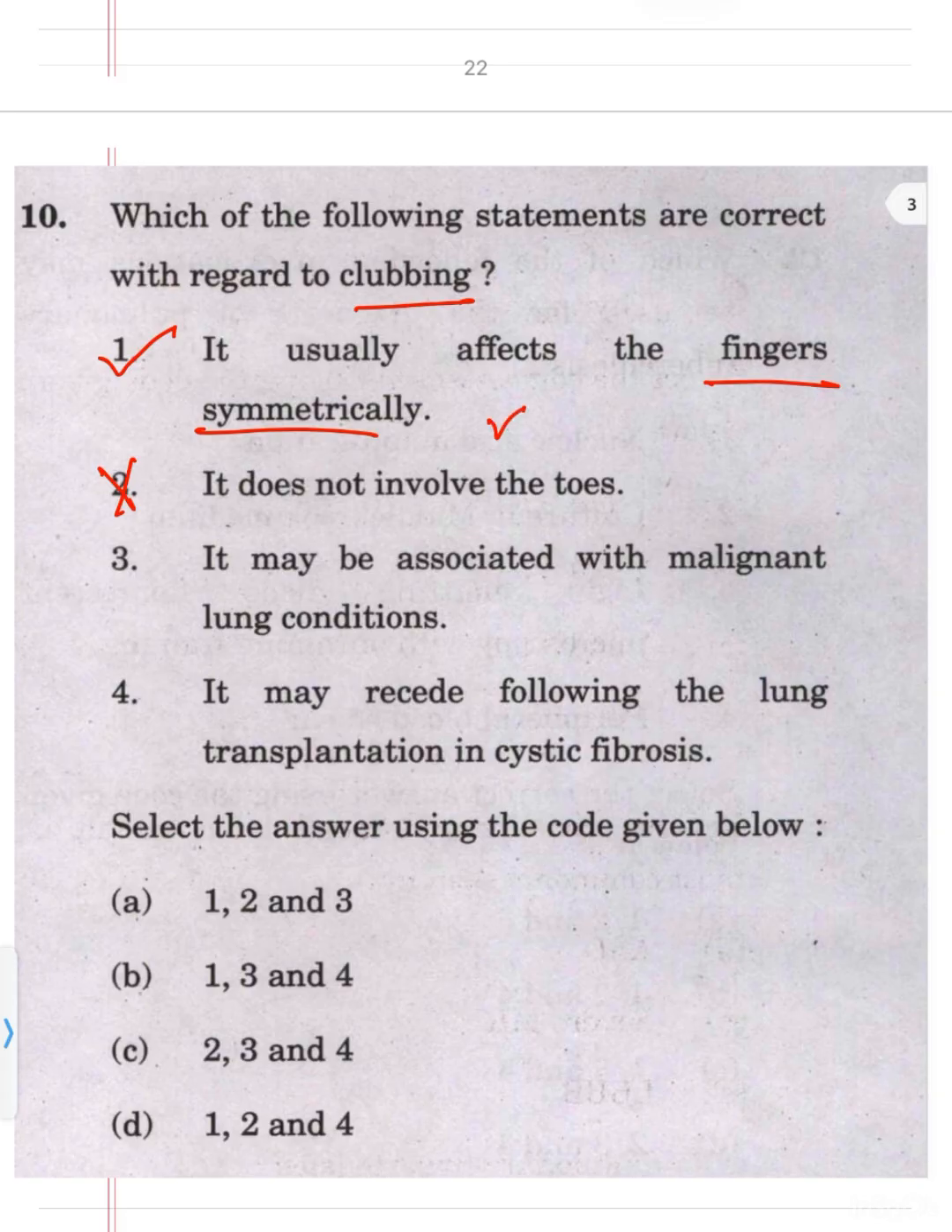It may be associated with malignant lung condition. Yes. It may recede following lung transplantation in the case of cystic fibrosis. Yes, so this is correct. So 1, 3 and 4 are the correct answer. 1, 3 and 4 are the correct answer.